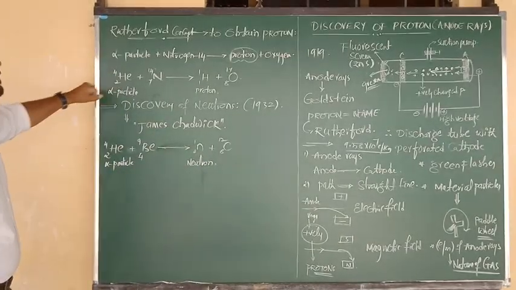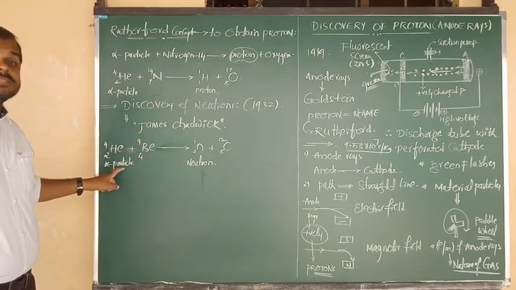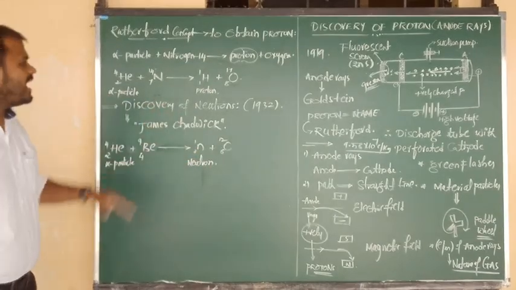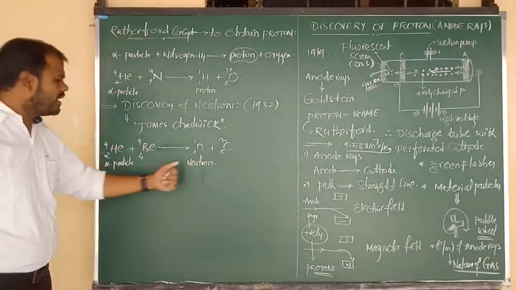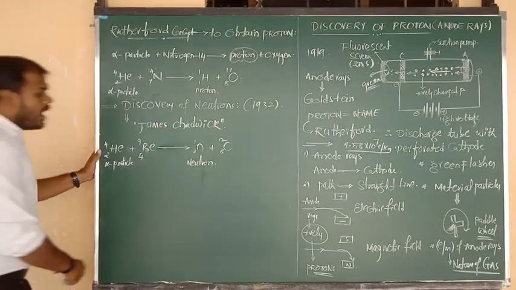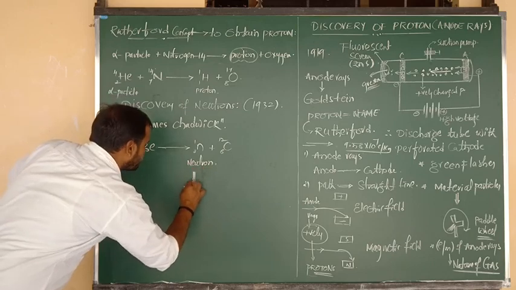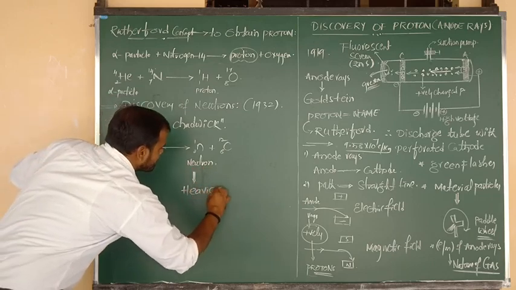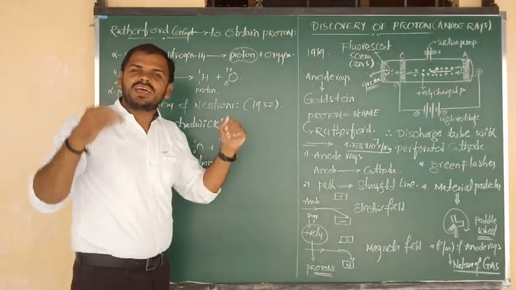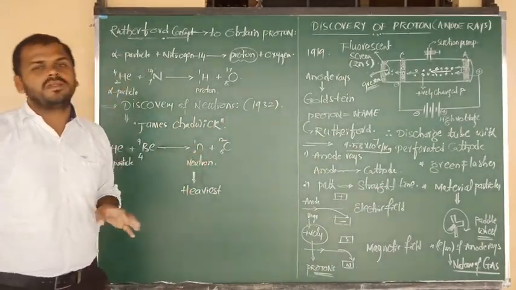So when an alpha particle bombards nitrogen, it gives proton. When an alpha particle bombards beryllium nucleus, it gives neutrons. This is the discovery given by Rutherford, and this is the discovery given by James Chadwick. And you know very well, among electron, proton and neutron, which was the heaviest particle? Yes, that is the neutron.